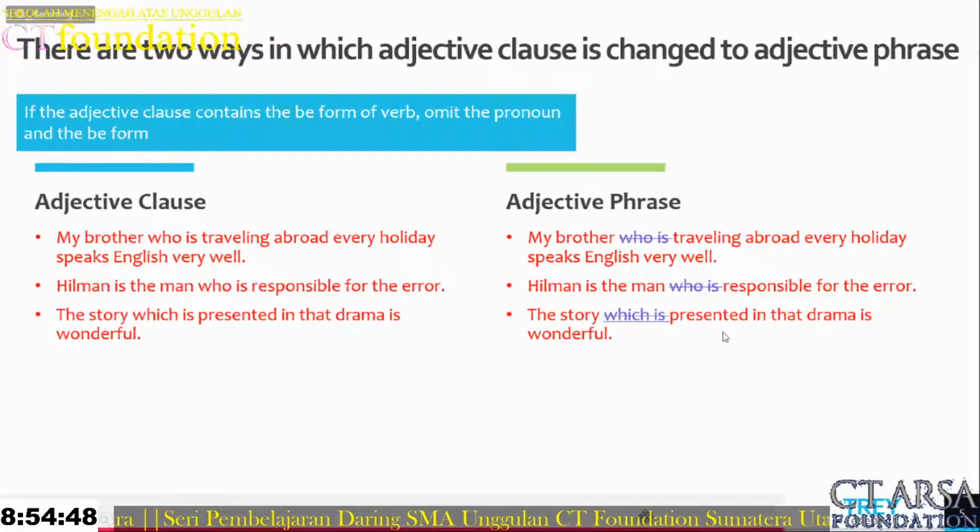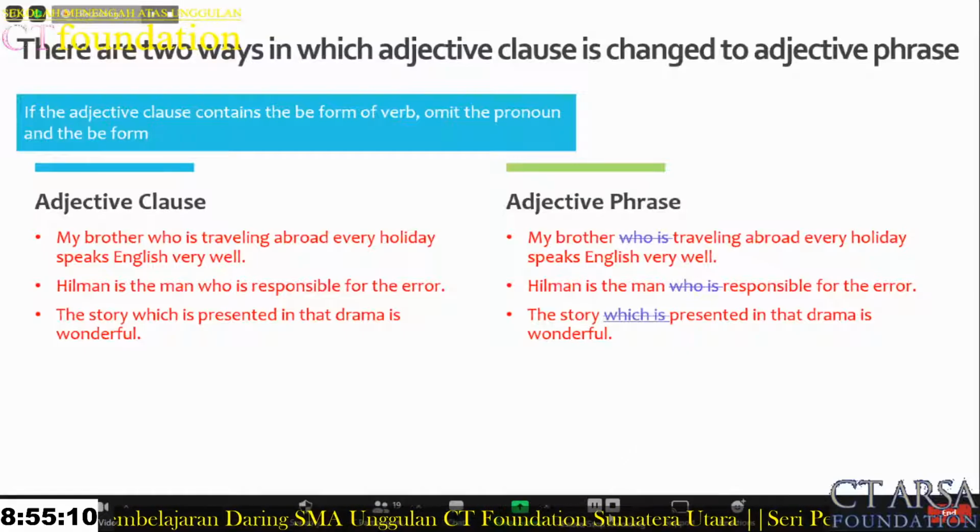And then number 3, when the sentence is in passive. When the sentence is in passive, you can also drop the relative pronoun and be. So you keep the past participle there. You don't need to change to be ing when the sentence is in passive.